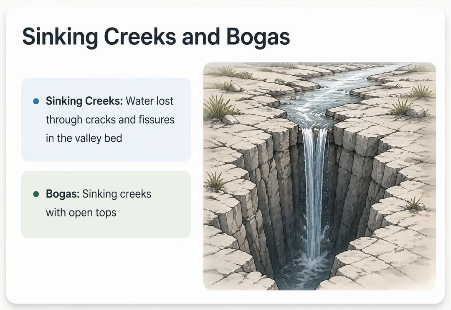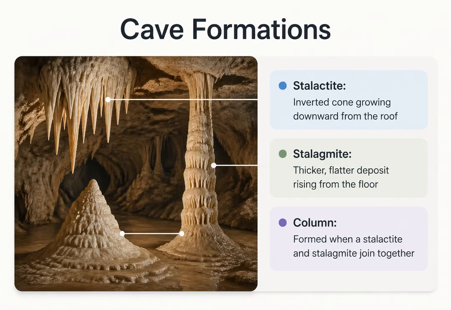In a karst valley, you might be following a stream only to see it vanish right before your eyes. The water often gets lost through deep cracks and fissures in the stream bed. We call these sinking creeks. If the tops of these fissures are wide open and visible at the surface, they are specifically referred to as bogaz. Inside these caverns, the dripping water creates beautiful formations.